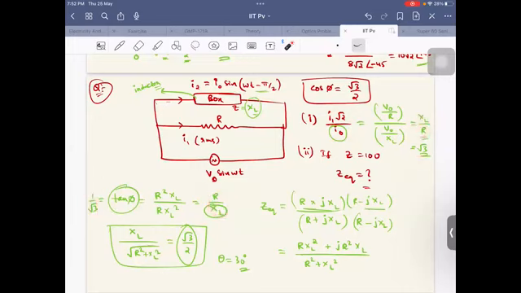Clear? Yes. Now what about the second one? Tell me the answer for the second one. In that, Z is equal to 100, so XL is equal to 100, no? Yeah.